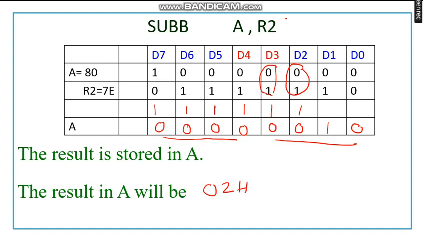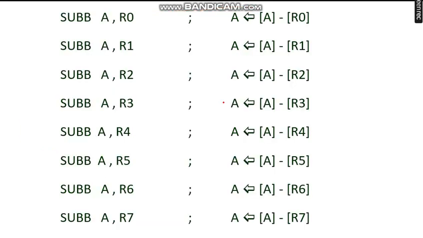So the meaning of this is, it will subtract the content of register Rn from A and store answer in A itself. So here Rn can be either R0, R1 or R2 or R3 up to R7. So here we have these many options. But in each case the answer is always stored in A itself.